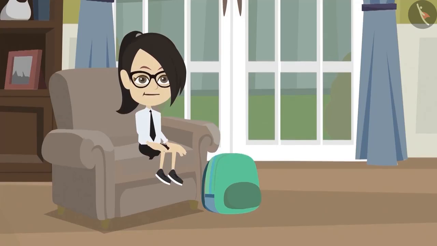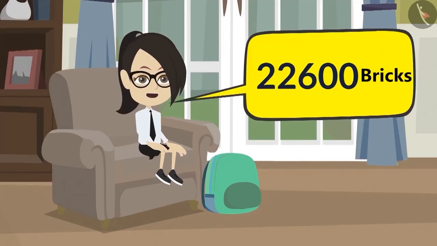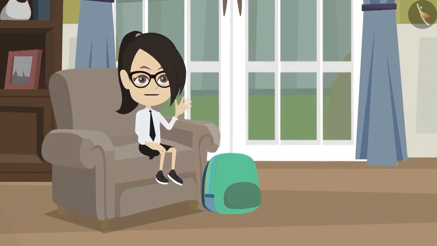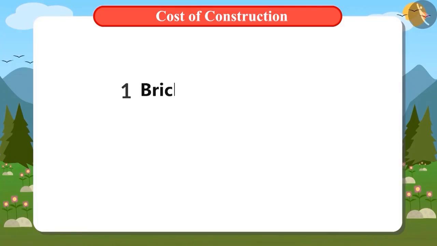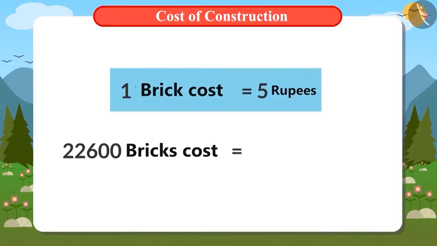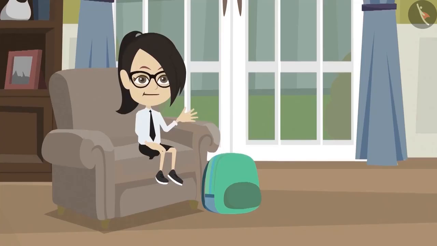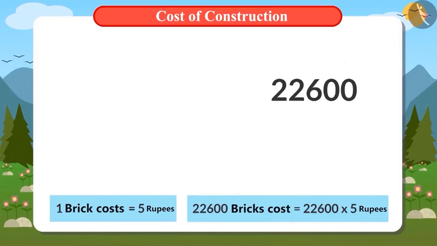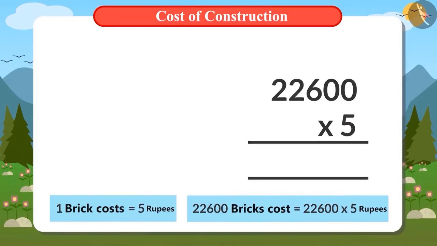Okay, Mom. Now we know that a total of 22,600 bricks will be used. First, let's find how much they would cost us. A brick costs 5 rupees. So to find the value of 22,600 bricks, we will multiply 22,600 by 5. Let's multiply. First we write 22,600 and 5 like this to multiply them.